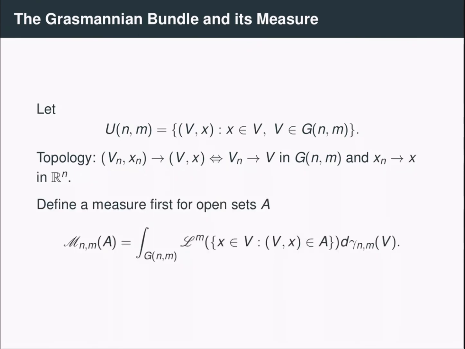There's a natural measure that we can define on the Grassmannian bundle, defined as follows. First, we define this measure for open sets. For an open set A, we define the measure of A to be the integral of the Lebesgue measures of the set of x in V such that the pair (V,x) is in the set A, and we integrate this quantity over all planes in the Grassmannian. We defined it first for open sets, but then you can show that this extends to a Radon measure defined on the whole Grassmannian bundle.